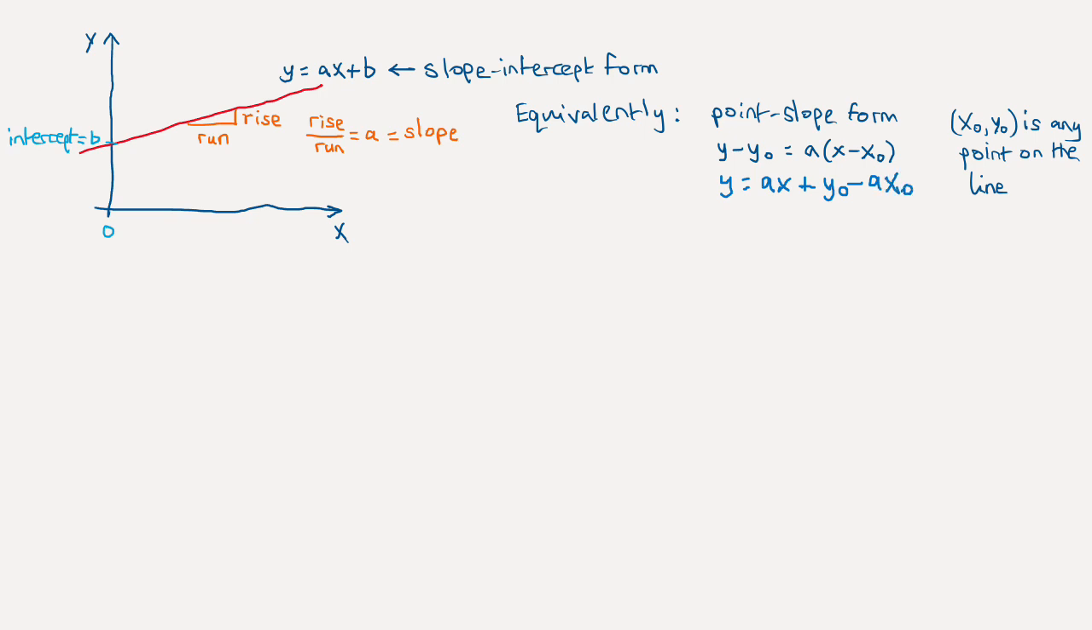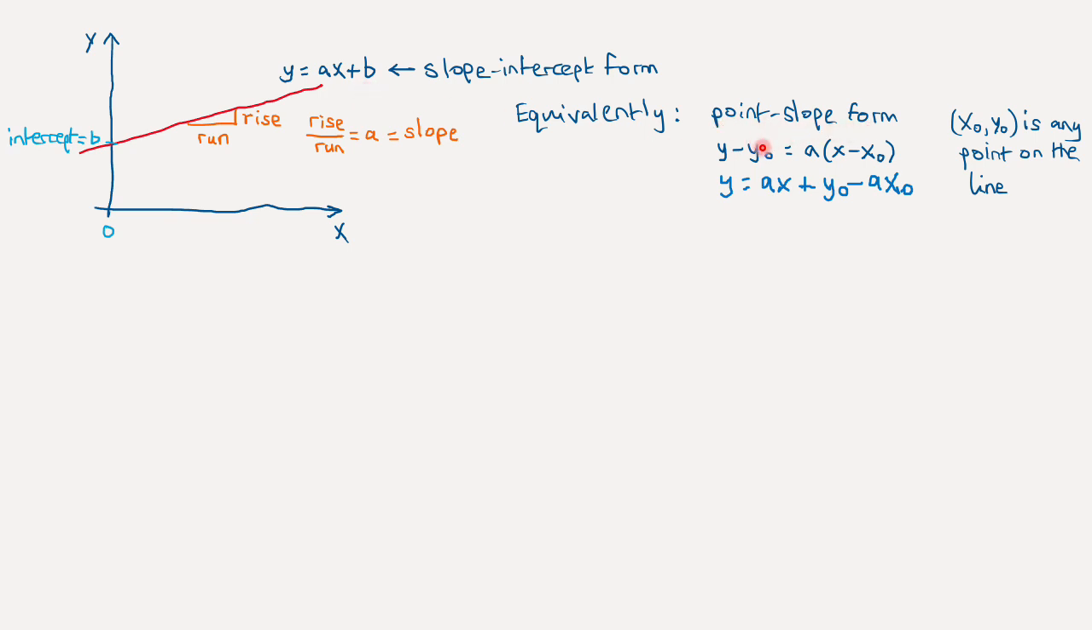And remember, y0 and x0 are just numbers, and a is just a number, it's the slope. So this part of the equation, y0 minus a x0, is just a number. So our equation looks like y equals a times x plus a number. And that's the same as the slope-intercept form, y equals a times x plus a number.